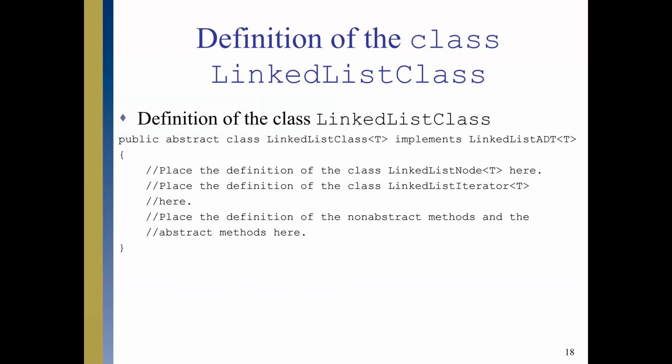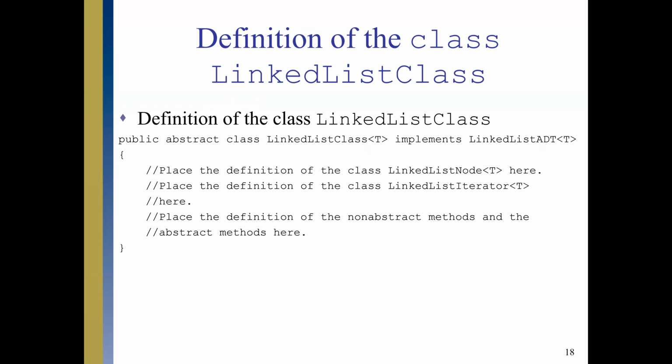So next will be the definition of the linked list class. So here we say, again, this is an abstract class. The name is linked list class. It implements the linked list ADT, the abstract data type. So for example, in the first session, we present the definition of the class linked list node. Then we present the definition of the class linked list iterator.